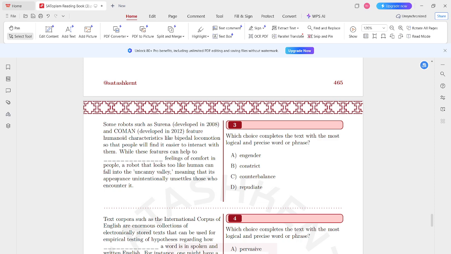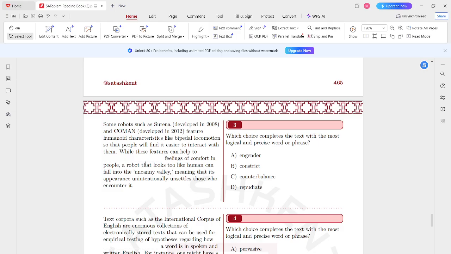So now, after reading this, I came up with a word. I think that a word that means increase or something like this would be the answer here, because if you read the text with putting the word in there, it will make sense. Let's read. While these features can help to increase feelings of comfort in people, a robot, and so on. All right. So I am looking for a word that means increase or something like this, or another word that also can fit here.